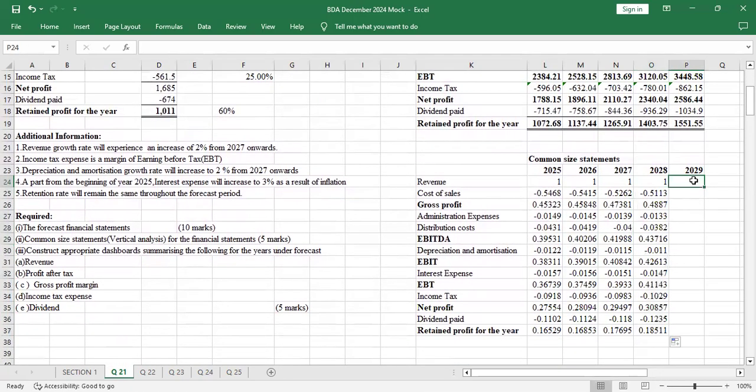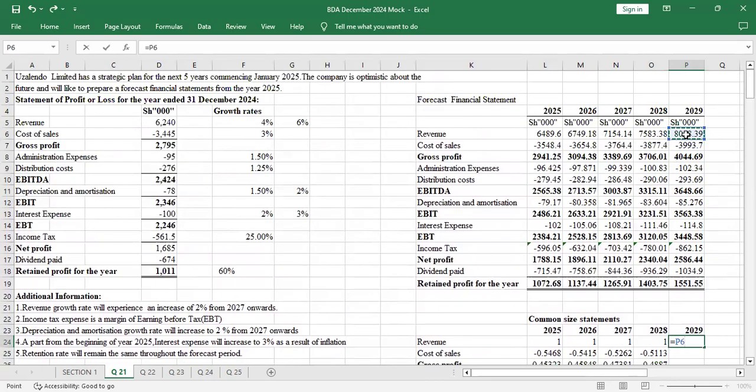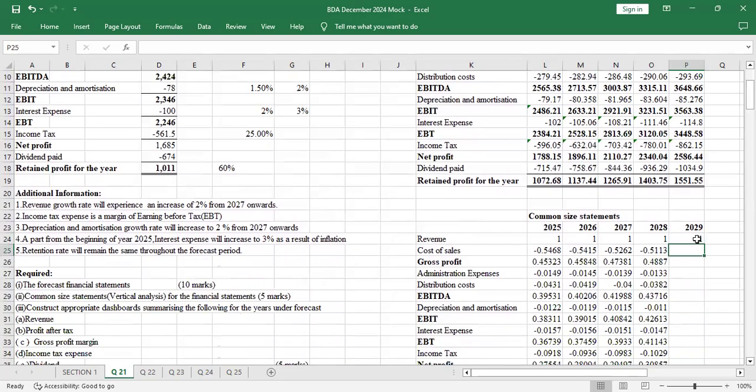Then the last one, the same way, you follow the procedure. You take the revenue for 2029 and divide by the revenue for 2029. Because the revenue is the base, you lock the base, the one that you divide with. So you lock with the dollar sign, before and after, then you enter. Once you enter, you just drag.